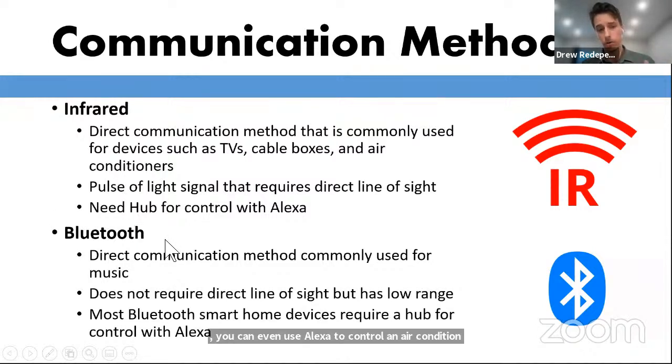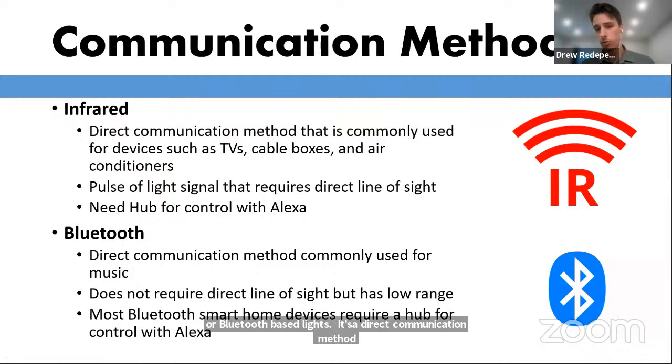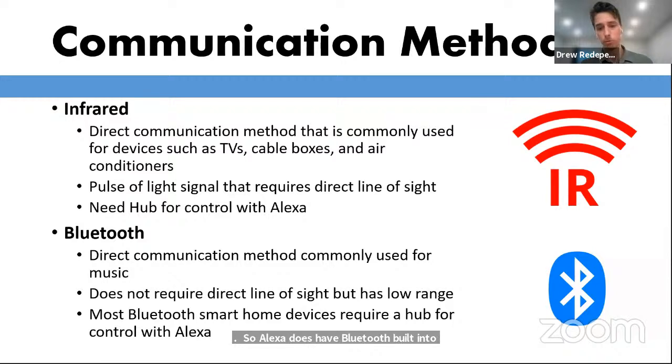Next is Bluetooth. Bluetooth isn't quite as common with smart home-based devices for Alexa control, but there are Bluetooth-based devices out there, like Bluetooth-based smart home plugs or Bluetooth-based lights. It's a direct communication method, and it's mostly used for music. Alexa does have Bluetooth built into it, but not for smart home purposes. It only has Bluetooth for music. So if you want to control a Bluetooth-based smart home device, like a Bluetooth plug, you probably need a hub in order to control that. I don't typically recommend people use Bluetooth for a smart home because it's not as reliable and the range on it isn't very long.